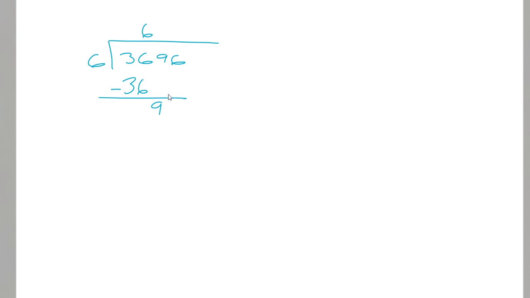Can 6 go into 9? It can go into 9 once. So you did 1 times 6. 1 times 6 was 6, and we would subtract. And then you were left with 3, and then bring down the next digit, which is 6.